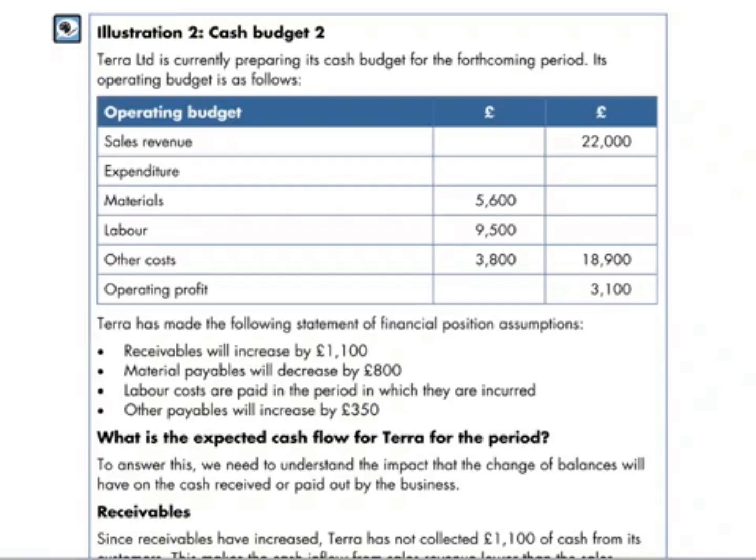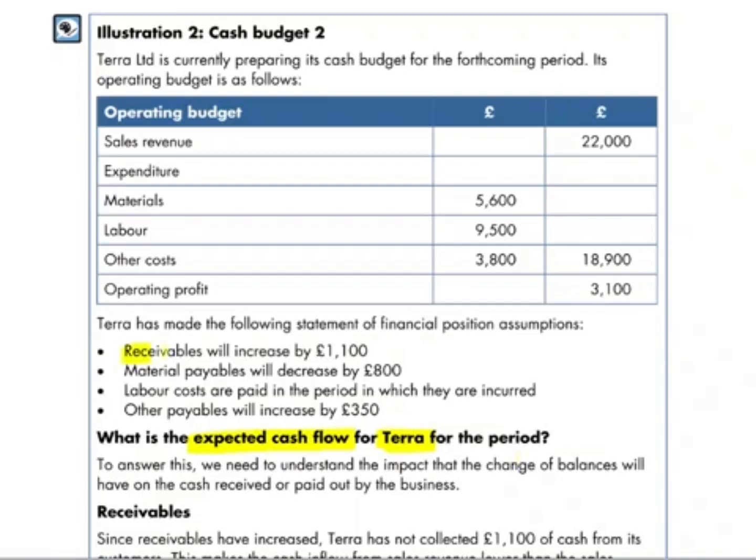Illustration 2 demonstrates the approach to pulling together the cash budget if we are told information about the increases and decreases of receivables, payables, and inventory. So here we've got Terra Limited, and they're putting together their cash budget for the forthcoming period, and we're going to calculate the expected cash flow for Terra for this period. We're given an operating budget which tells us about sales revenue, expenditure on materials, labour and other costs, and therefore the forecast operating profits on the budget.